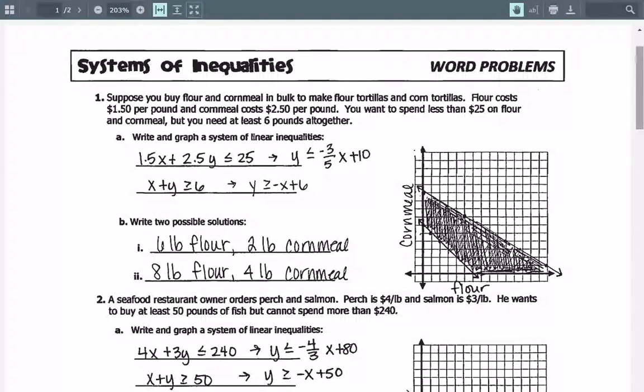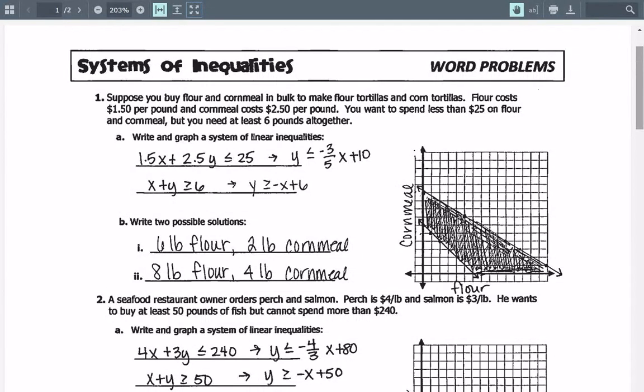So what we're going to do is create a graph that will find all the possible combinations of flour and cornmeal that we can afford that will meet our needs of at least 6 pounds of flour and cornmeal. You will notice that the first sentence is about money.